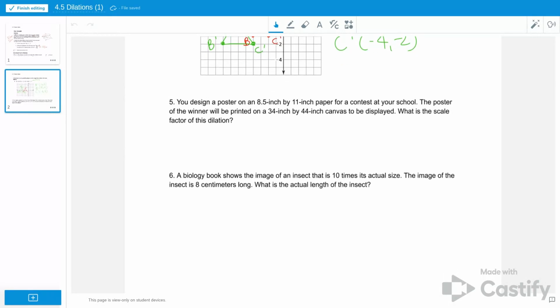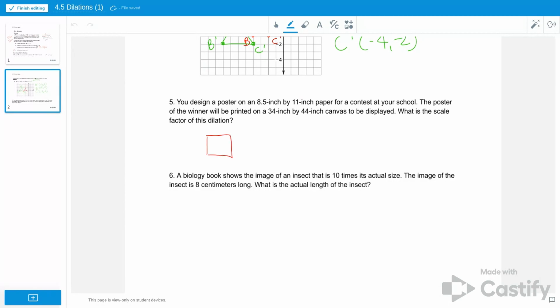So the next 2 are just word problems. You can try them, you can pause it, try them, and come back and check. But it says you design a poster on an 8.5 by 11-inch paper for a contest. The poster of the winner will be printed on a 34 by 44-inch canvas. What is the scale factor of this dilation?